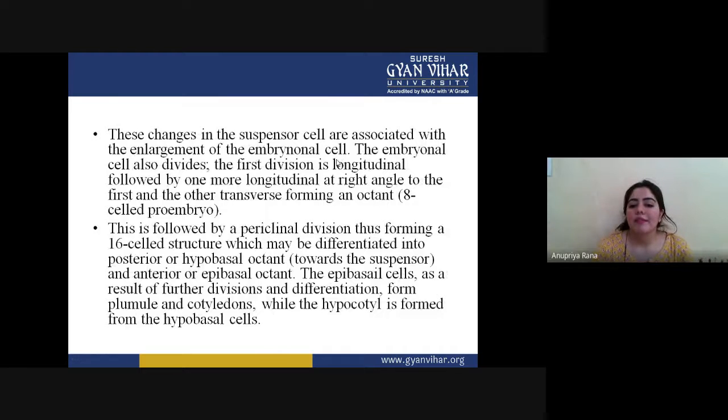So the epibasal cell, as a result of further division and differentiation, forms the plumule and cotyledon. This epibasal cell is going to be converted into the plumule and cotyledon, while the hypocotyl is formed from the hypobasal cell. The epibasal cell will convert into the plumule or epicotyl. We already know the hypophysis has already made the radicle, so there will be no radicle formed here. The hypophysis made the radicle earlier.